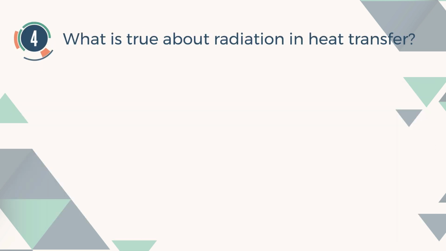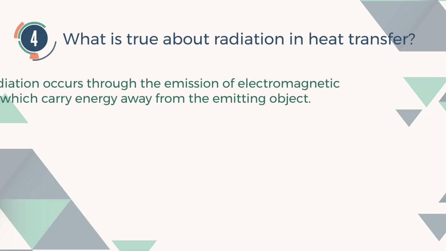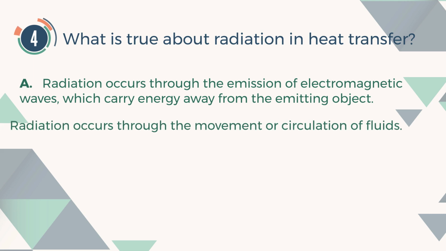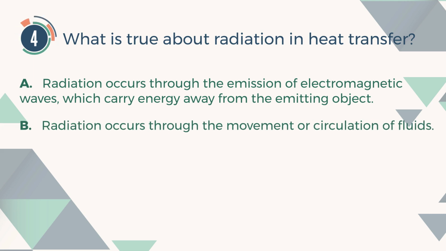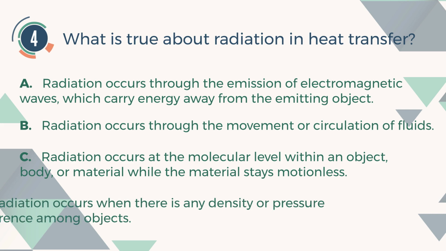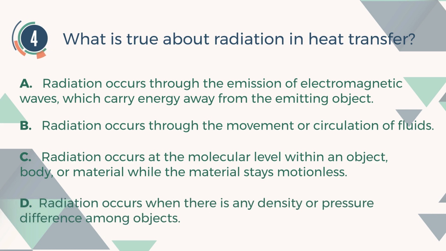Number 4. What is true about radiation in heat transfer? A. Radiation occurs through the emission of electromagnetic waves, which carry energy away from the emitting object. B. Radiation occurs through the movement or circulation of fluids. C. Radiation occurs at the molecular level within an object, body, or material while the material stays motionless. D. Radiation occurs when there is any density or pressure difference among objects.